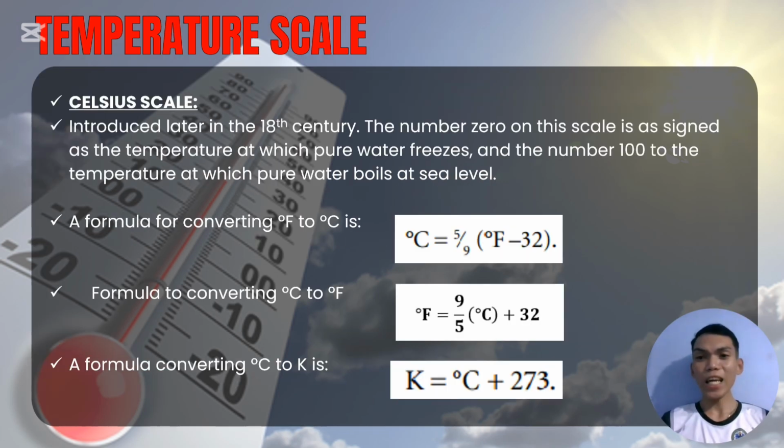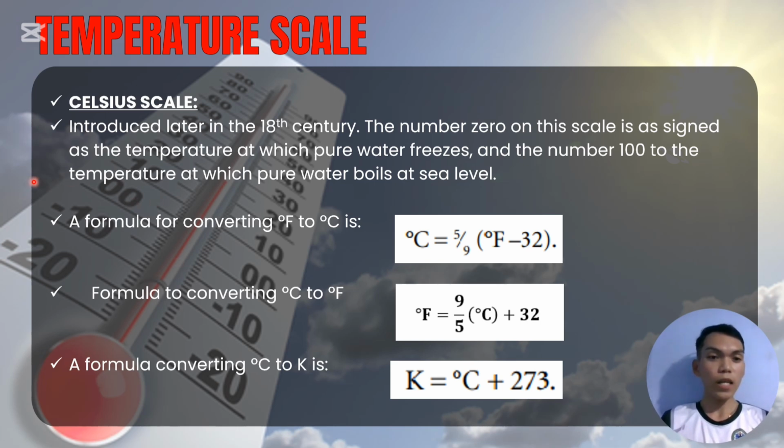So lastly, we have the Celsius scale. The Celsius scale was introduced in the late 18th century. So kani siya na scale, the number 0 is assigned as the temperature at which water freezes, and the number 100 as the temperature where water boils. So lahi sa kung unsa ang sa Fahrenheit. So let's have the formulas for converting degrees Celsius to Kelvin, degrees Fahrenheit to Celsius, and degrees Celsius to Fahrenheit.